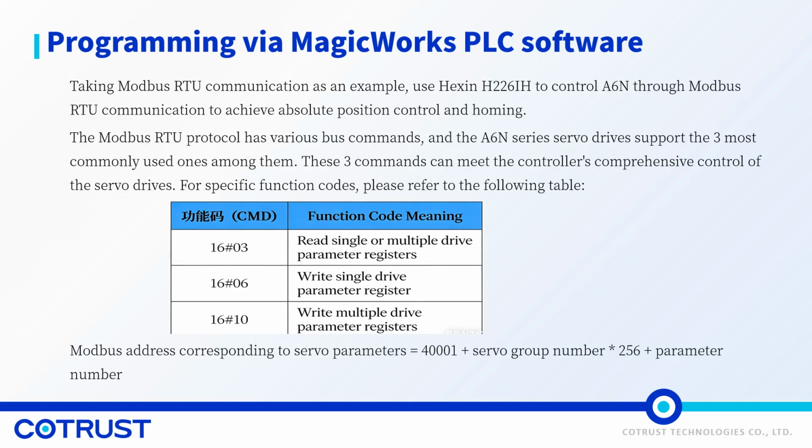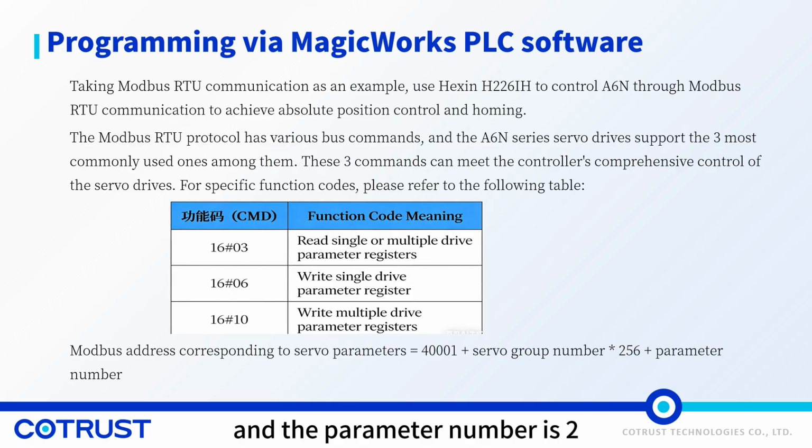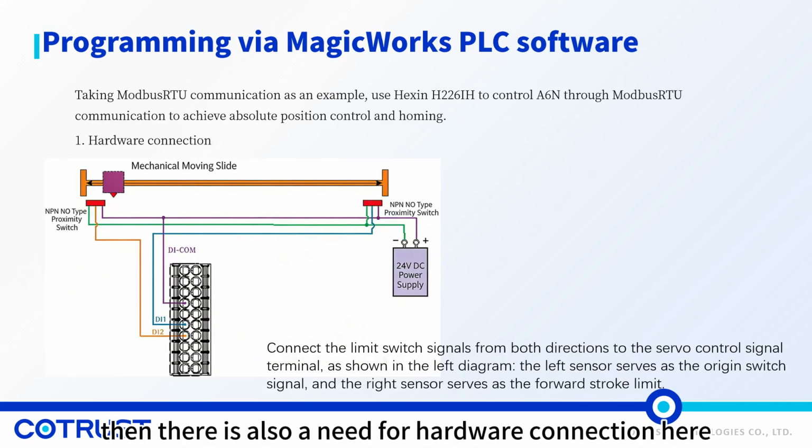For example, the parameter P3.002: the servo group number is 3, and the parameter number is 2. After entering the formula below, it is converted to the Modbus address. It is 3 times 256, then add 2 and add 40,001. Finally, it is equal to 40,771. Then there is also a need for hardware connection here.